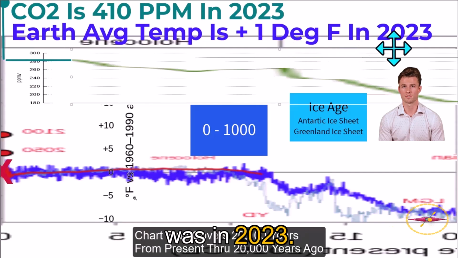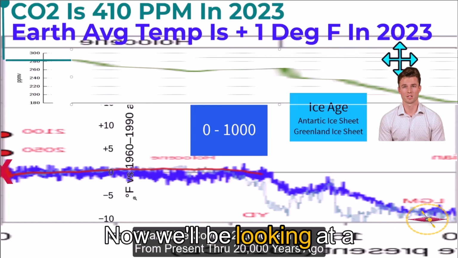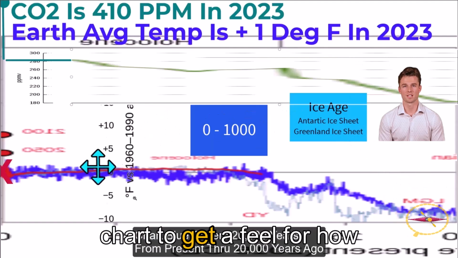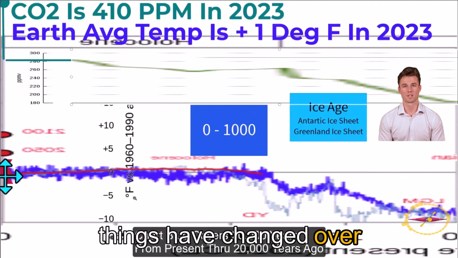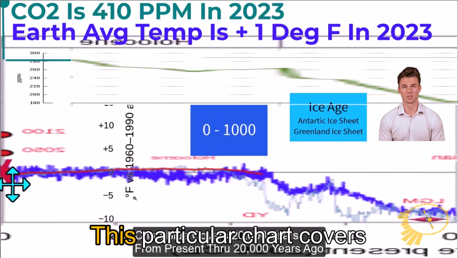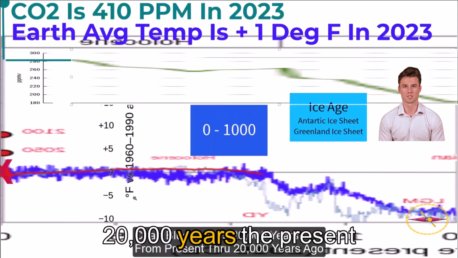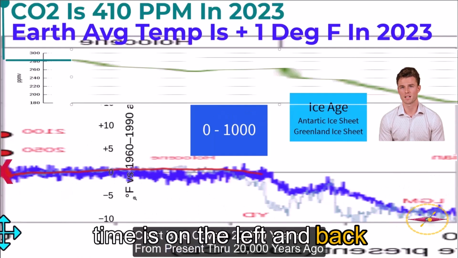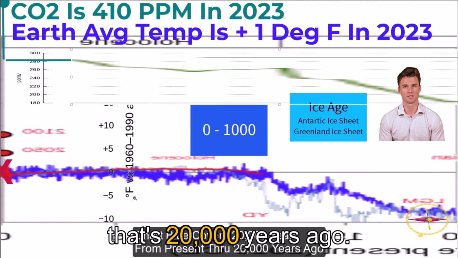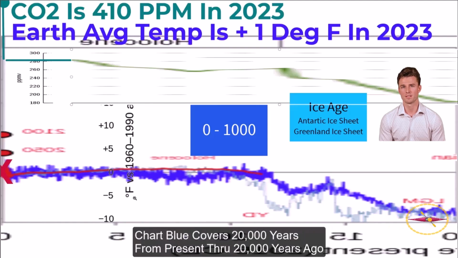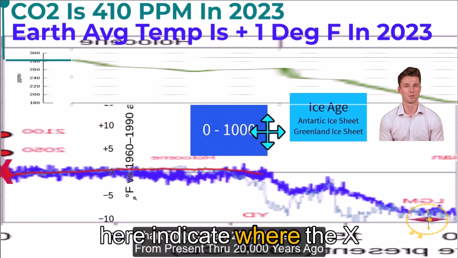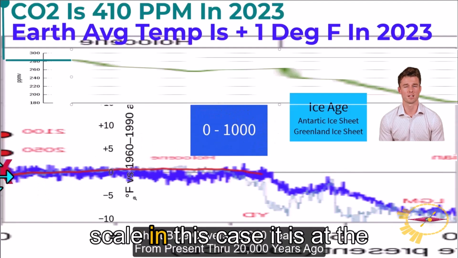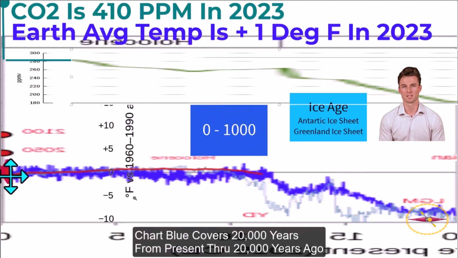Now we'll be looking at a number of panels in this chart to get a feel for how things have changed over time. This particular chart covers 20,000 years. The present time is on the left, and back here on the far right edge that's 20,000 years ago. These little blue squares here indicate where the X time is in the temperature scale. In this case it is at the present date.